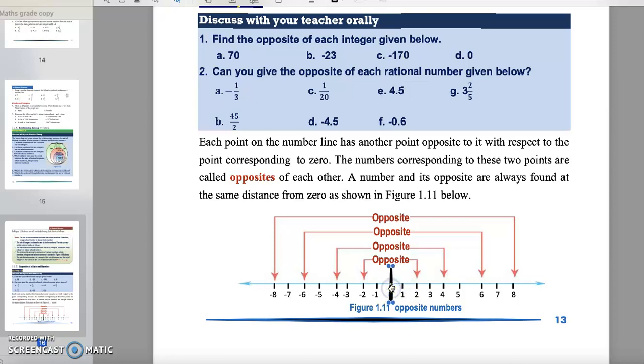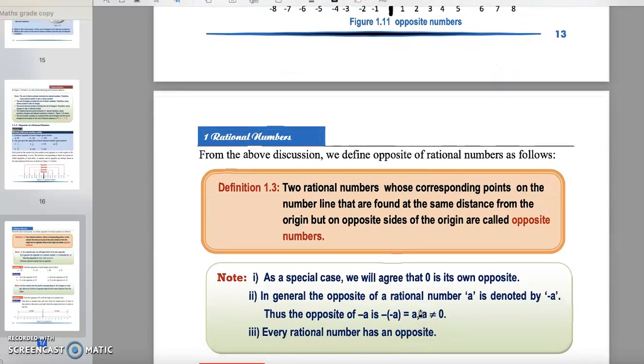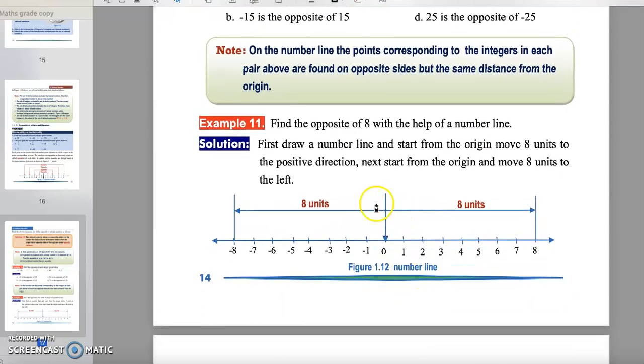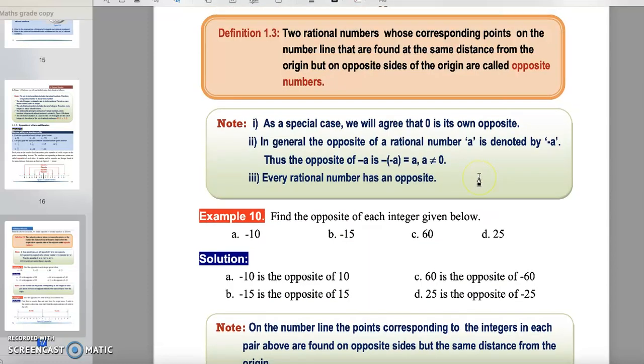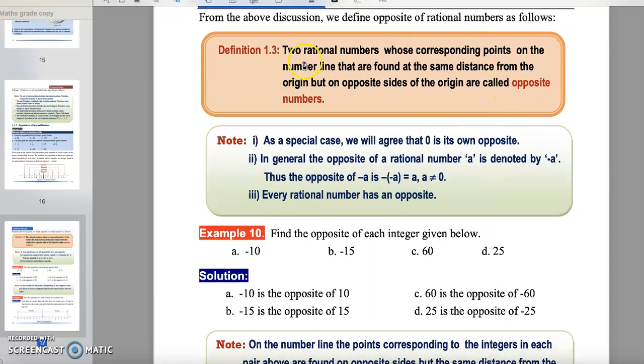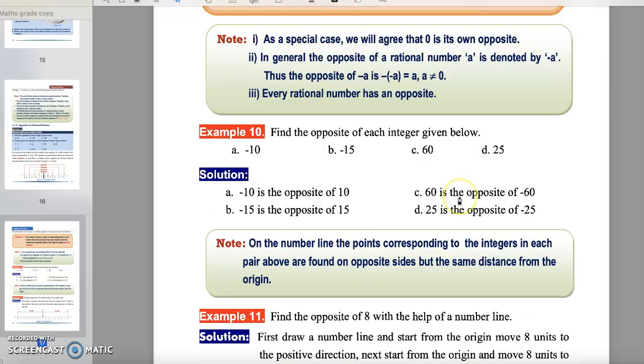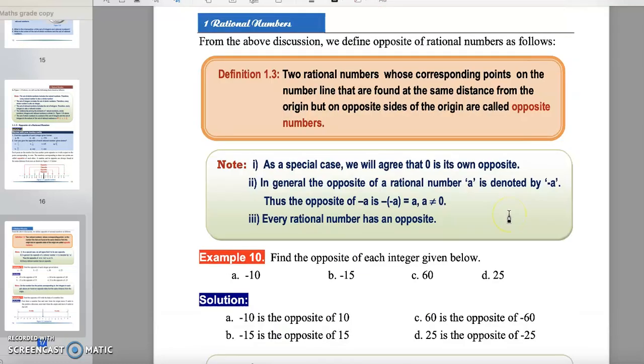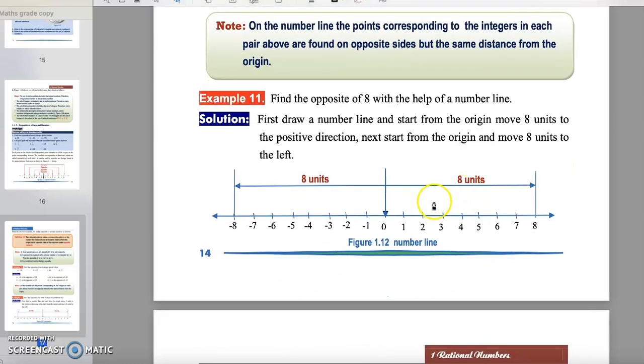So in both directions equal units away ነው ሊሆን የሚችለው። So በደንብ እዚህ ጋር ይገባቸዋል። ለምሳሌ እዚህ ጋር let's do the definition first so that it's more clear. Two rational numbers whose corresponding points on the number line that are found at the same distance from the origin but on opposite sides of the origin are called opposite numbers. Opposite numbers opposite sides ላይ ነው የሚገኙት በዚህኛውና በዚህኛው ሳይድ አይደል? So if in opposite side ይሁኑ እንጂ they are found the same distance from 0 equal distance ላይ ነው የምናገኛቸው ማለት ነው። ለምሳሌ የ8 opposite -8 ነው አይደለ?